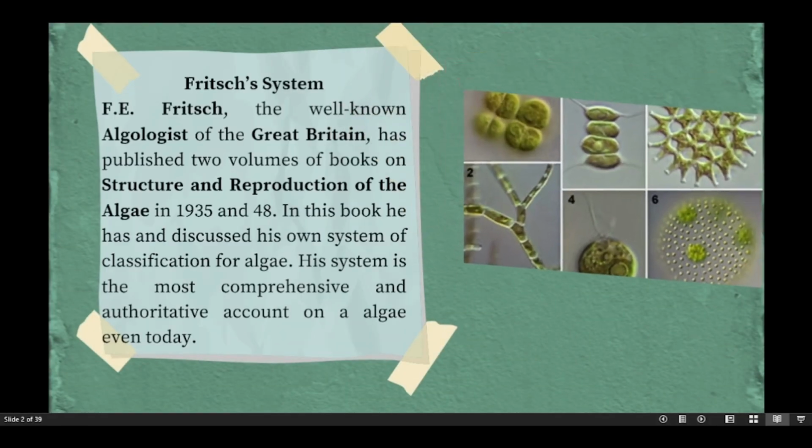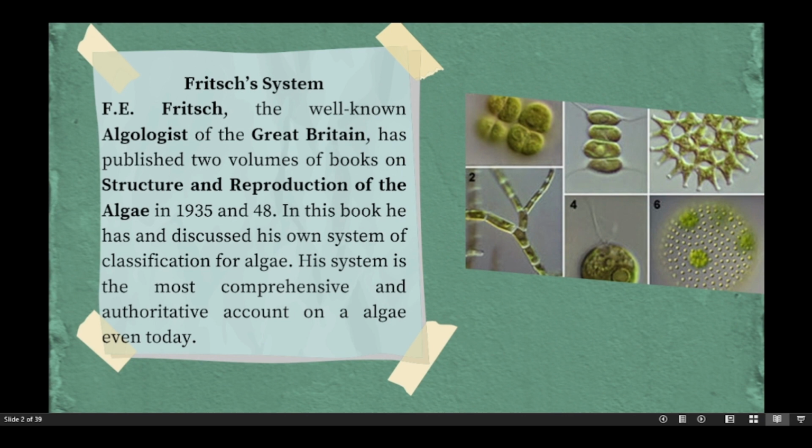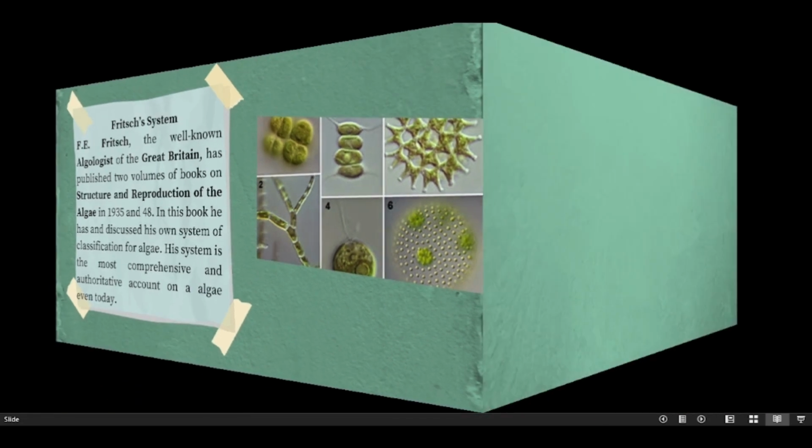Fritsch, a well-known algologist of Great Britain, published two volumes of books on structure and reproduction of the algae in 1935 and 1948. In this book, he discussed his own system of classification for algae. His system is the most comprehensive and authoritative account on algae even today.